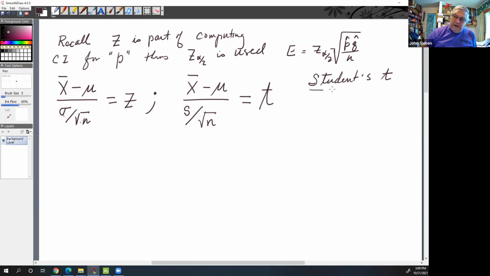It's called Student's T because that's the name that a researcher whose name was William Gossett gave to this distribution. William Gossett was a researcher, a statistician, and biologist working with the Guinness Brewing Company in Dublin, Ireland. And Guinness was trying to improve its product, which was beers and ales.